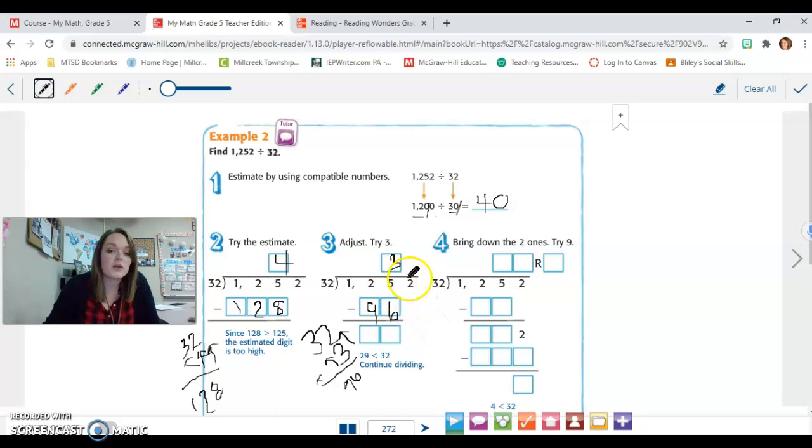So now we are going to subtract. Can I take 5 away from 6? No. This becomes a 15 and I need to borrow. My 2 becomes a 1. 15 minus 6 gives me 9. Can I take 1 away from 9? No. Borrow. This becomes an 11. 11 minus 9 gives me 2. 29.